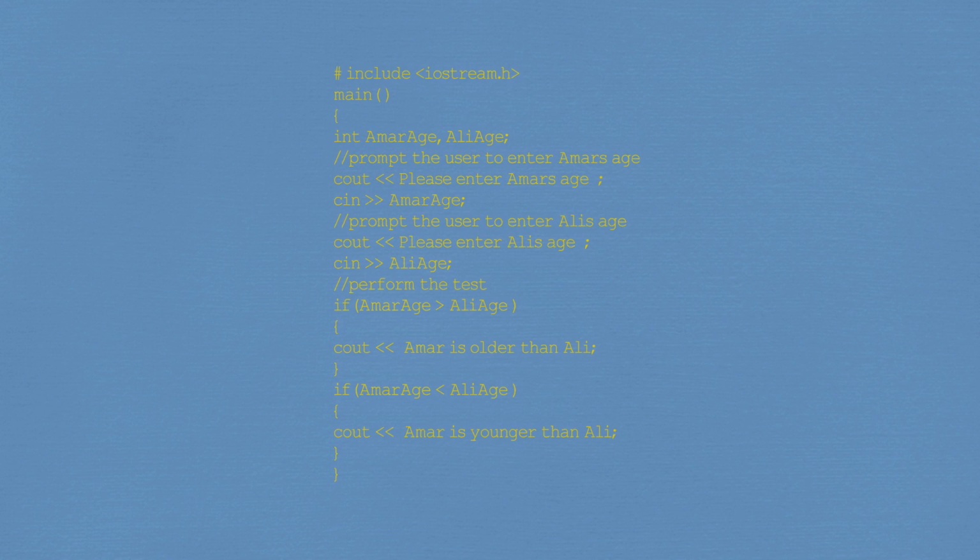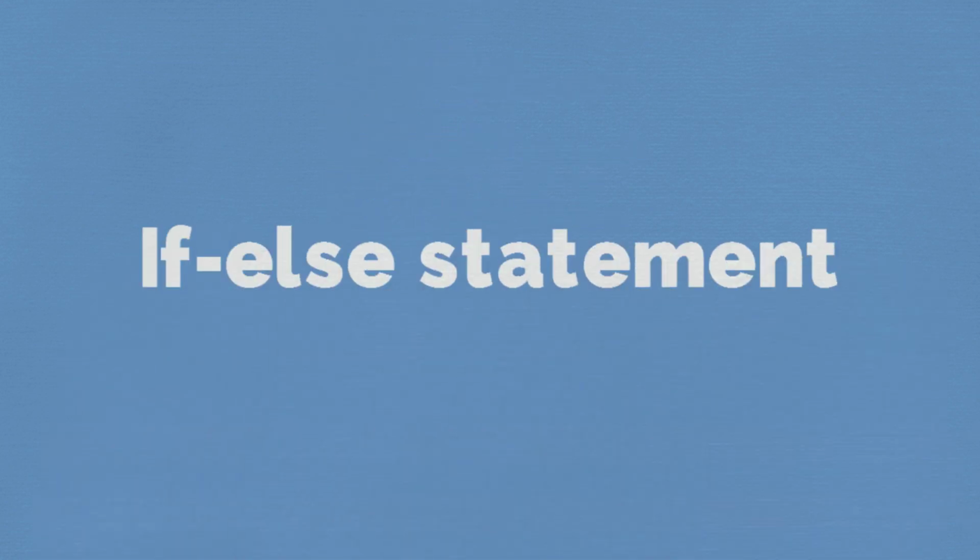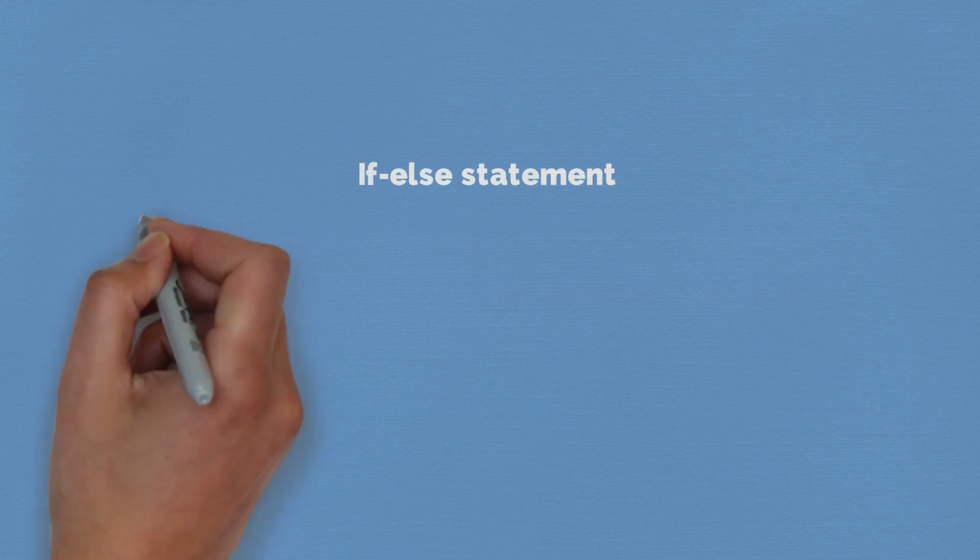In the previous sample program, we used one if statement. Now think what happens if the condition in the if statement is not true, that is, Amar's age is not greater than Ali's. To check this condition, another if statement after the first if statement is required. Then our program will be as follows. Now our program decides properly about the ages entered by the user.